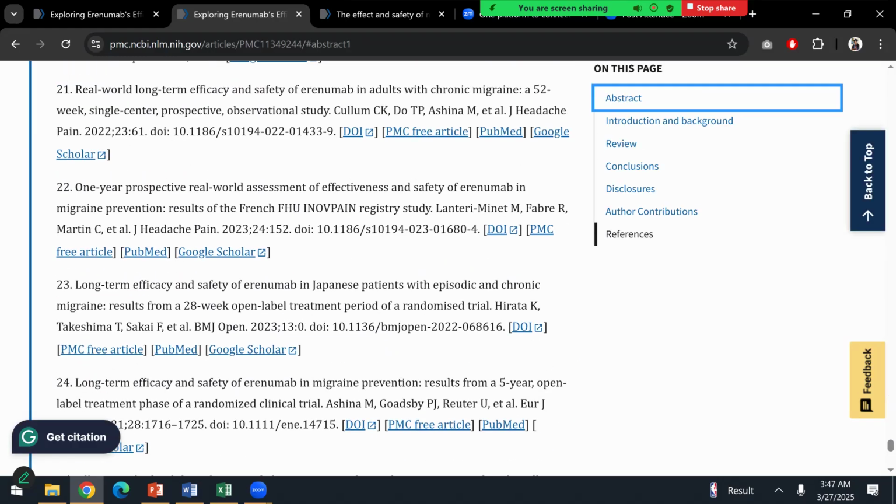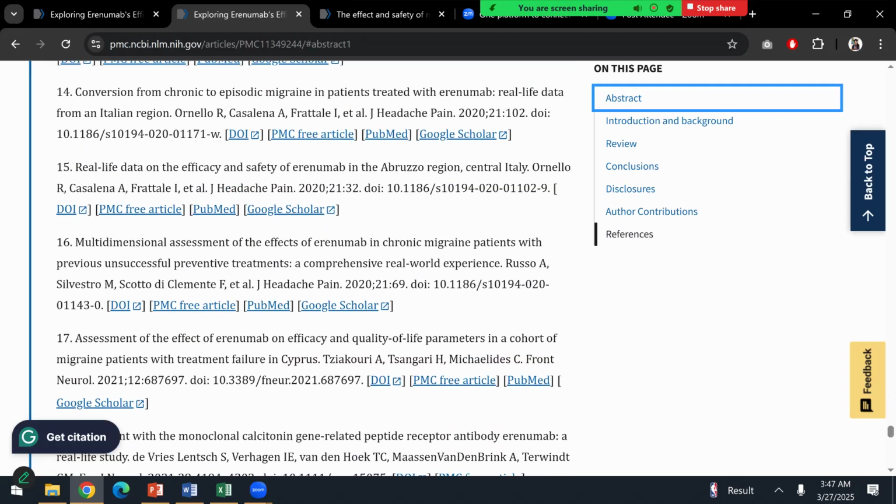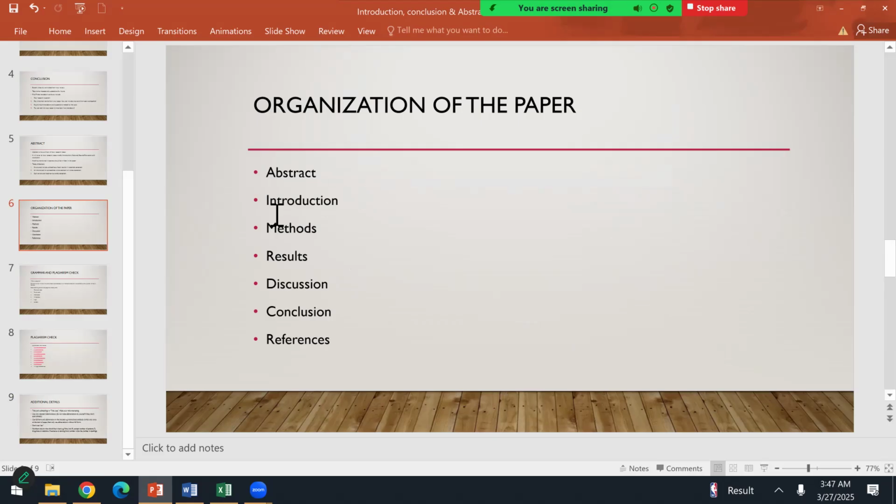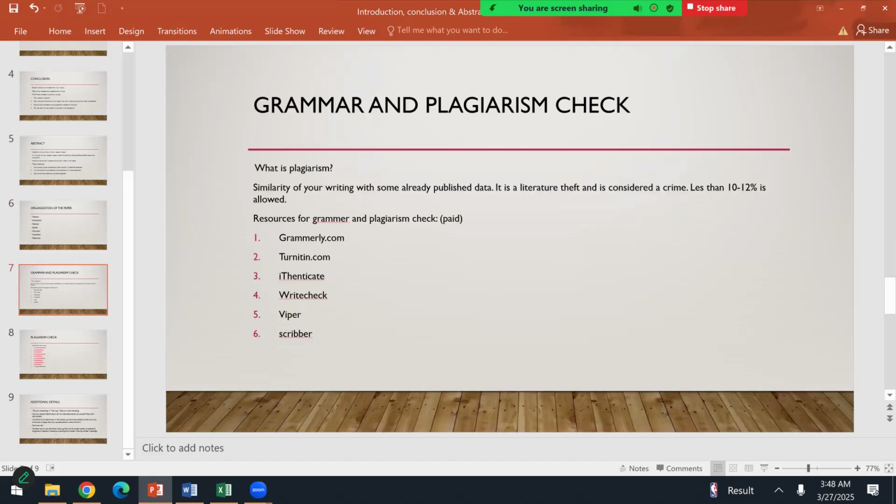So this was the organization of the paper. Abstract, introduction, and background, then methods, then results, discussion, conclusion, and references. And so now when you are done with your paper, you have to check the grammar and plagiarism. So what is plagiarism? Plagiarism is similarity of what you wrote in your paper with some already published data.